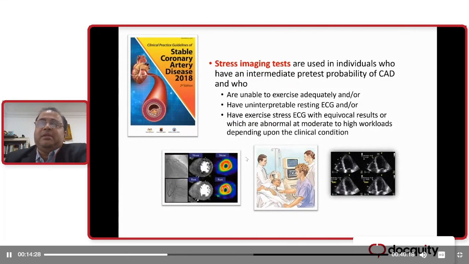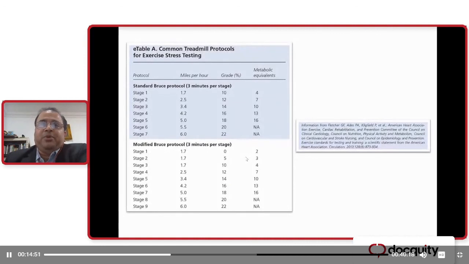So next come the functional tests, the stress imaging tests. Basically, these are used for individuals who can't exercise, or they have ECG changes which preclude interpretation, like left bundle branch block, WPW, digoxin, and so on. Or the stress test is equivocal. Those with an inconclusive stress test, you have to proceed further. So this is a common protocol, the Bruce protocol. We have a modified Bruce for those who walk more slowly, elderly patients and so on. And you have other protocols which you hardly use, like McConnell and so on.